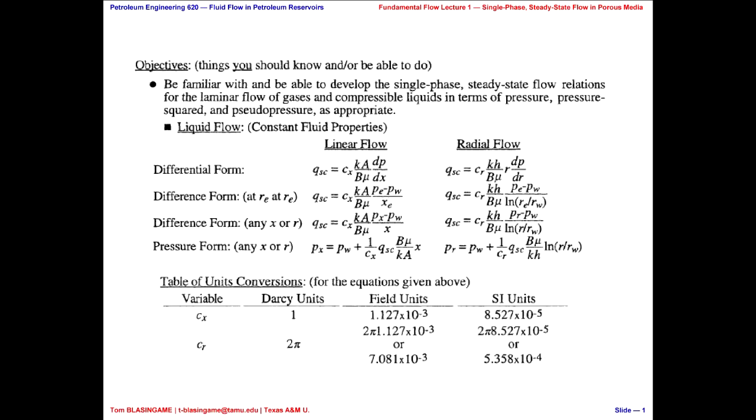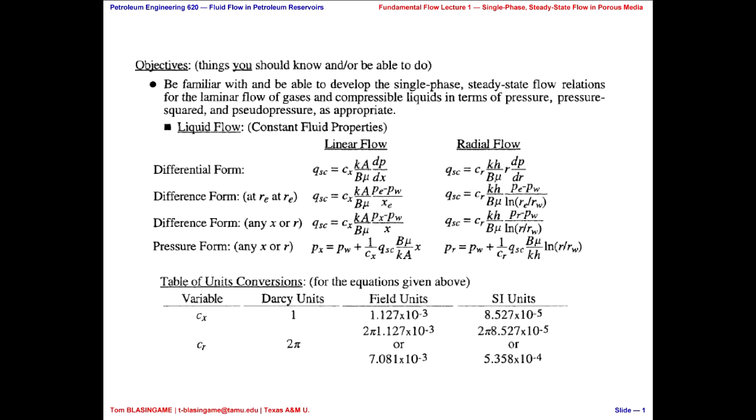Those are the conversion constants, right? So for Darcy units, the conversion constant for linear flow is 1, which makes sense because that's how we defined it. For the radial flow case, it's 2 pi. Where did the 2 pi come from? From the 2 pi r.